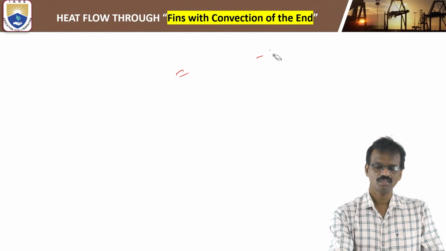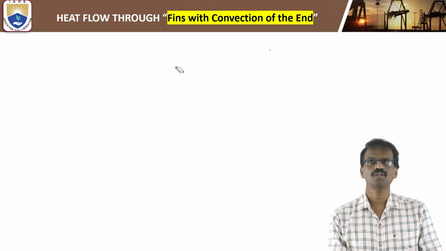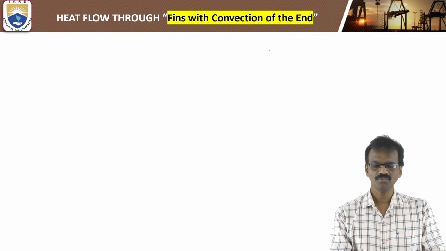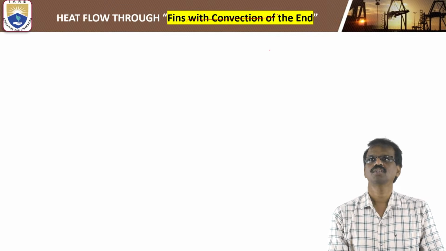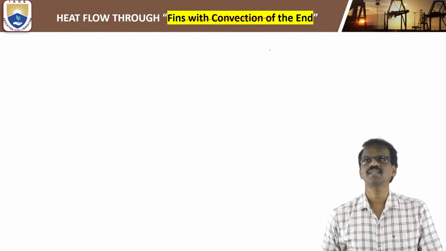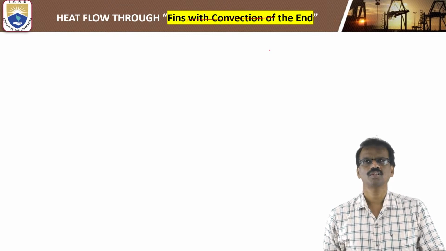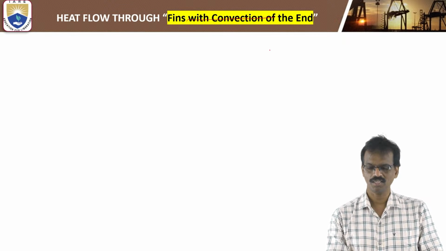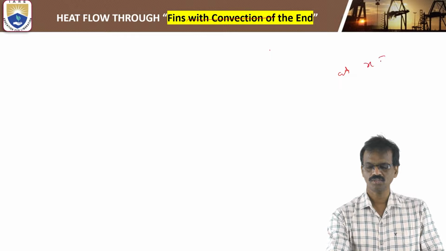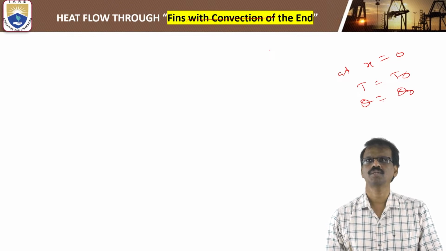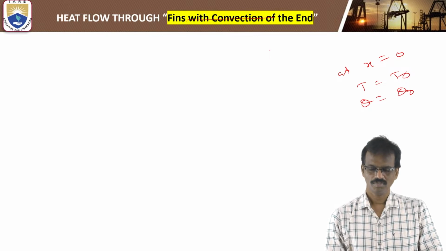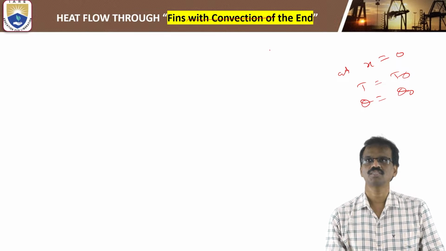Now we'll see the third type of fin, that is the fin with convection at the end. Here we'll see the conditions. In the three fins, boundary condition 1 is the same, that is, at x is equal to 0, temperature T is equal to T naught, or theta is equal to theta naught. This is common for all three fins. But the second boundary condition will change.